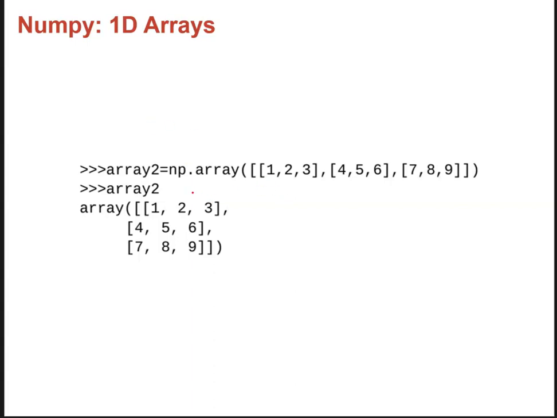Here is another example of an array. This is again the function that we are using, np.array, and within the parentheses we have a list of lists. NumPy is going to convert this into a NumPy array, and you can see that this is a 3 by 3 array. It has 3 rows and 3 columns, and so we call it a 3 by 3 array.